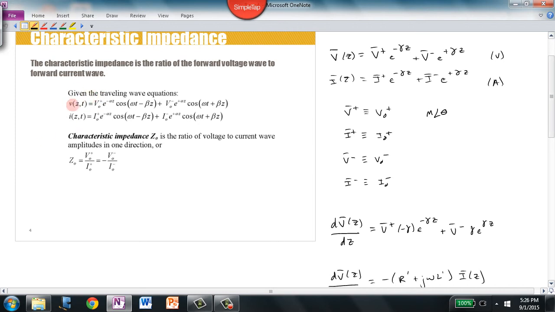So I've summarized that up here. If you're given the traveling wave equations, we can relate forward voltage and forward current and reverse voltage and reverse current through the characteristic impedance, and Z0 again is just easily solved for from the distributed parameter model as r prime plus j omega l prime over g prime plus j omega c prime.